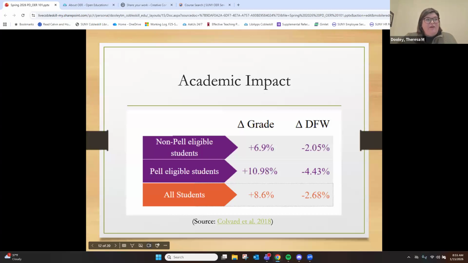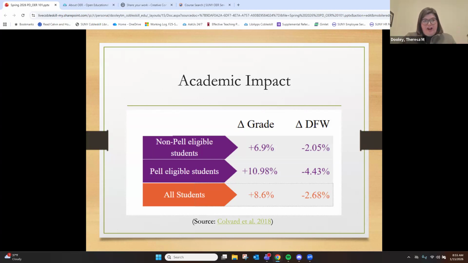Okay, so this is going to talk about academic impact. We have the data that shows that using OER affects all students positively, right? There are major increases in grades. There are fewer rates of getting a D or an F or withdrawing from something.